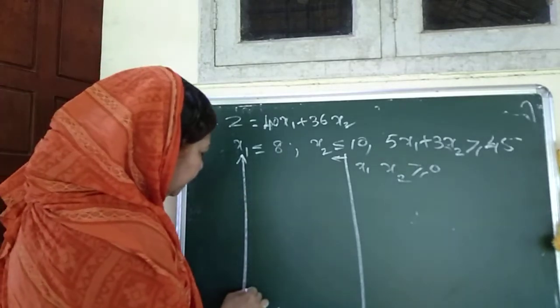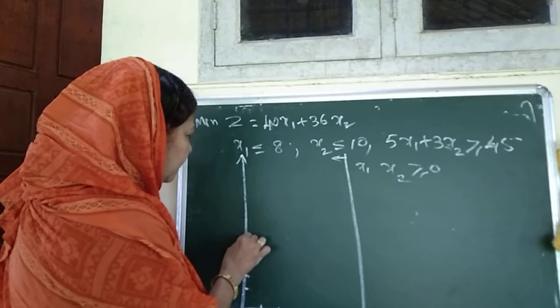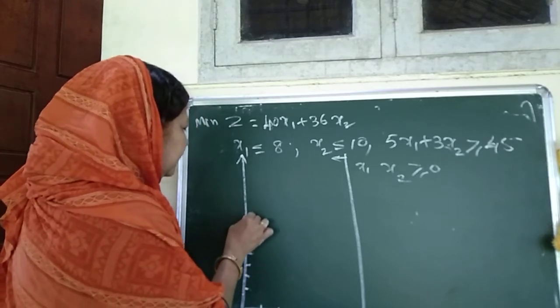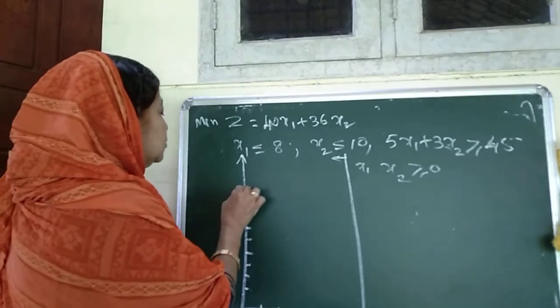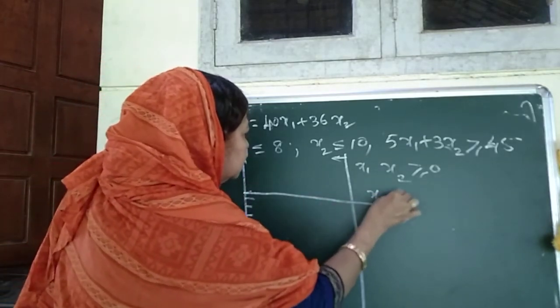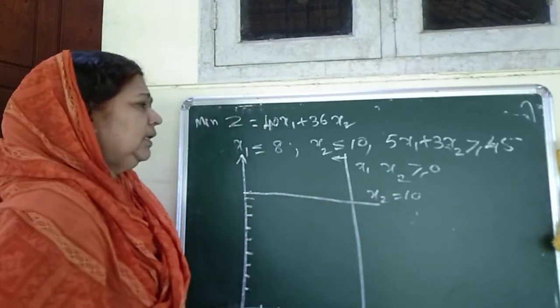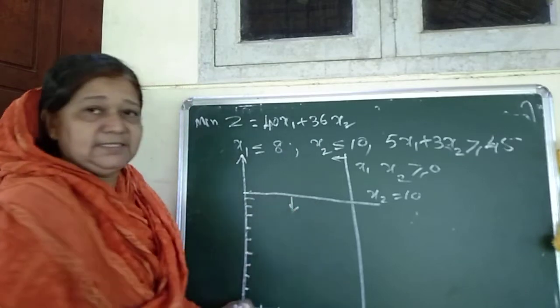Similarly, we can find 1, 2, 3, 4, 5, 6, 7, 8, 9, 10. That is x2 equal to 10. So it is the line x2 equal to 10. So again the boundary is less than or equal to 10. So we can check this.